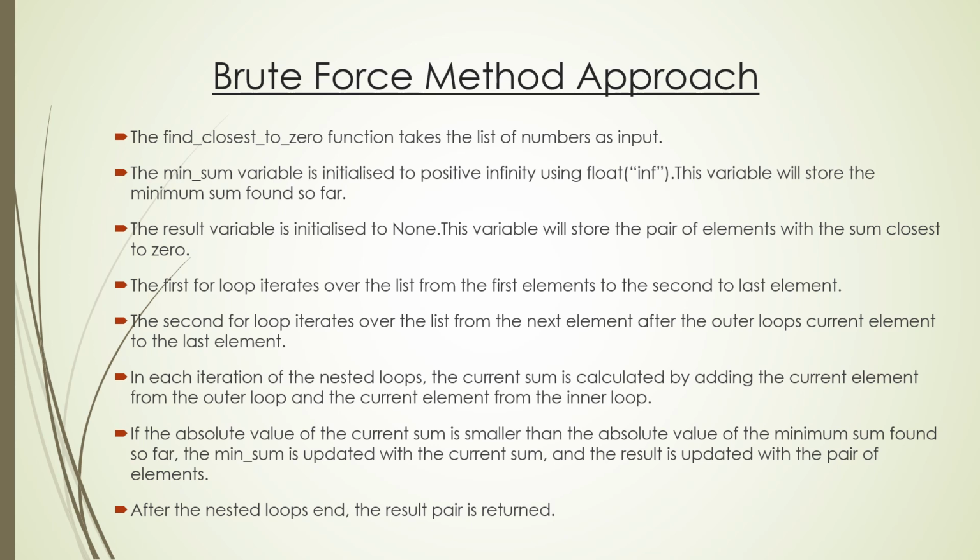If the absolute value of the current sum is smaller than the absolute value of the minimum sum found so far, the minimum sum is updated with the current sum and the result is updated with the pair of elements. After the nested loop ends, the result pair is returned for printing.